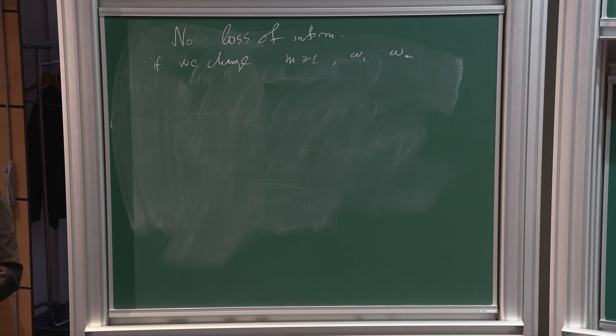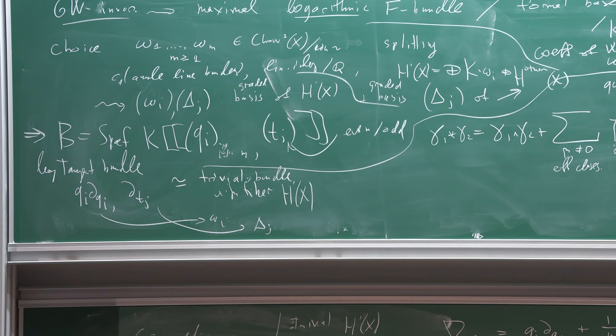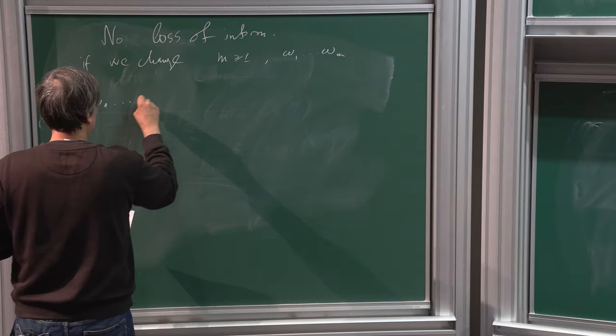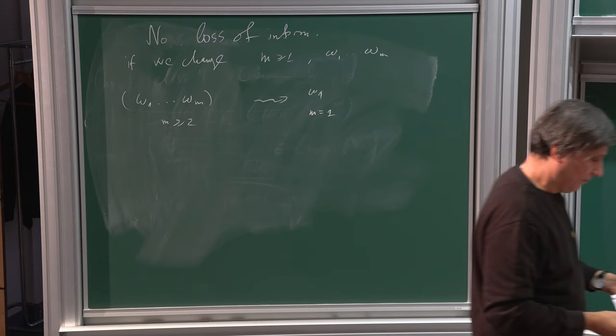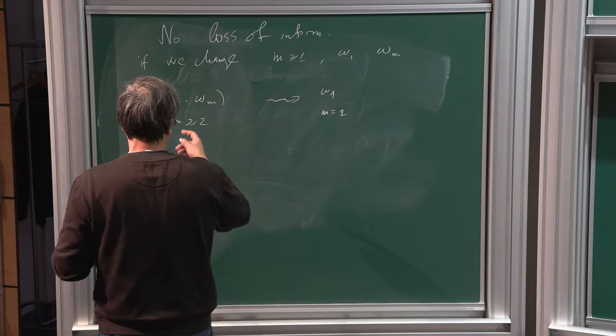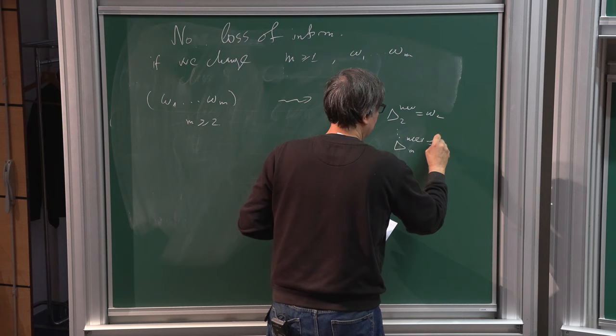In principle, the maximal information is obtained when the omega i are linearly independent, and it will be more or less equivalent to all Gromov-Witten invariants. But I want to say that you can choose a smaller number of classes. That's not a big deal. For example, suppose we have a collection of classes with m greater than 2, and I just want to replace them by just one class with m equal to 1. I declare delta nu is omega 2. Now I have a new basis delta instead of omegas.